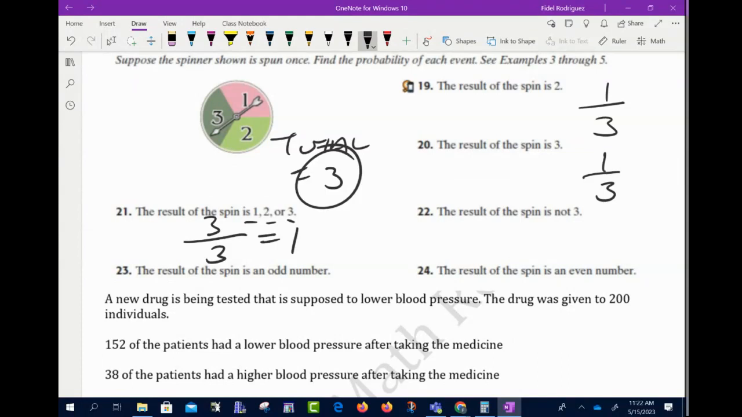Look at 22, y'all. The result of the spin is not a 3. How many numbers up there are not a 3? 2 of them, right? So 2 out of the 3. Okay, odd numbers. Remember what odd numbers are? 1, 3, 5, 7, so on and so forth. How many numbers up there, y'all, are odd? 2 of them, right? 1 and 3 are odd, so there's 2 of them. So how many are even? Just 1.